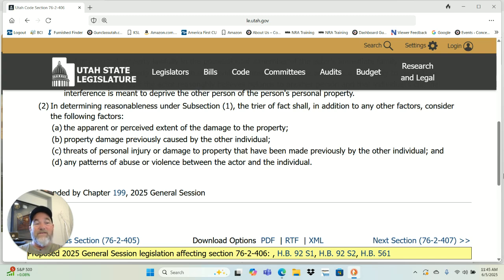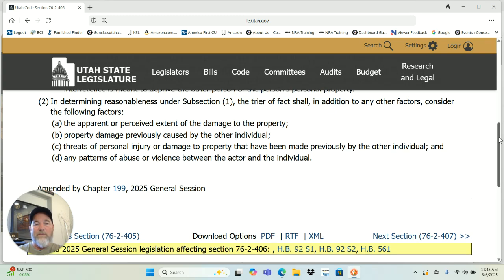So what they're saying is if there is a history of somebody that's damaged your property, or if there is some prior threats that were made, or any patterns of abuse or violence between the actor and the individual, these are going to be taken into consideration of reasonableness. So when you're protecting property, you just have to ask yourself, is it worth it?